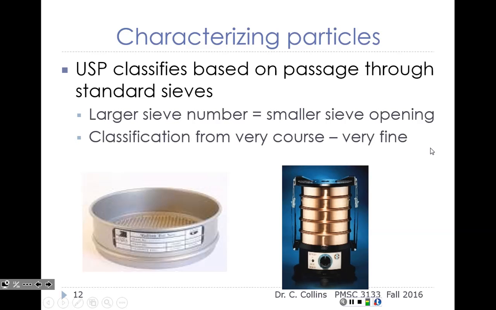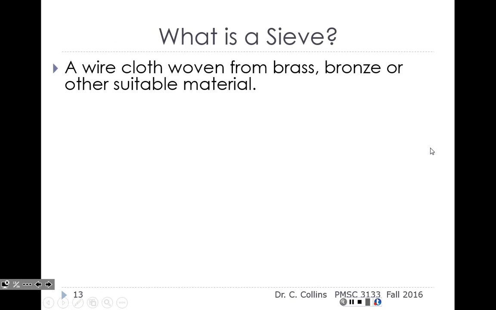So the larger the sieve number, the smaller the sieve opening. So a number 200 sieve has smaller openings than a number 40. Classification according to USP is from very coarse to very fine.